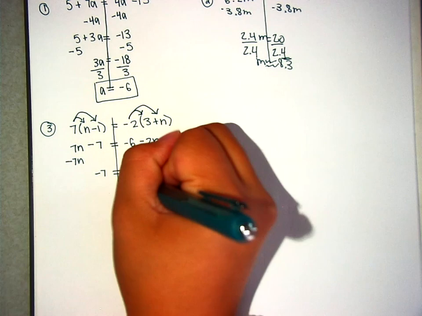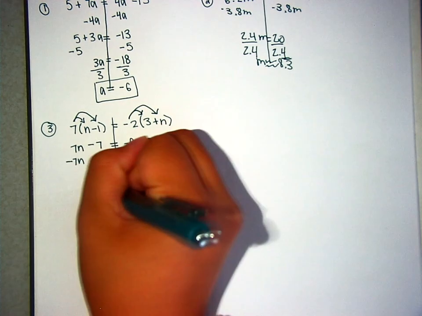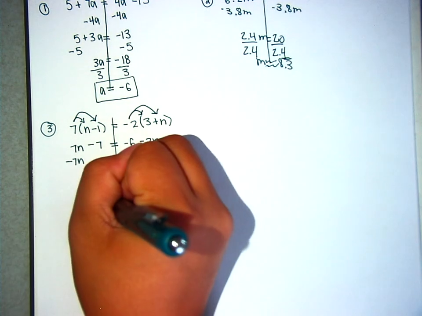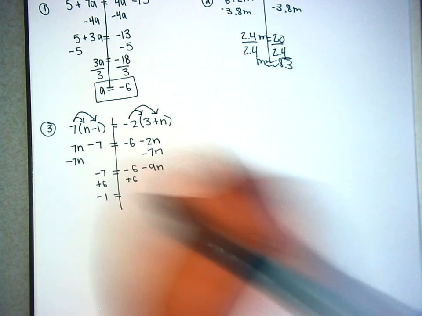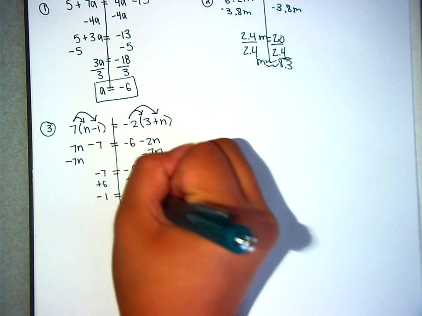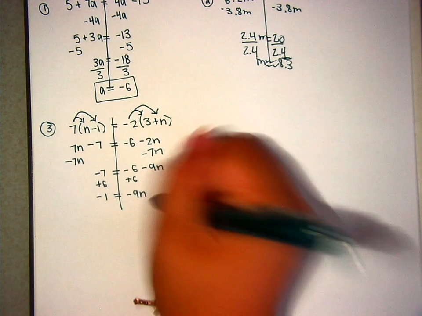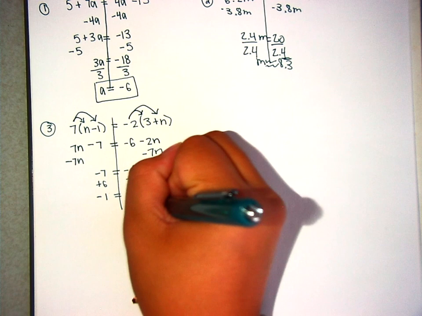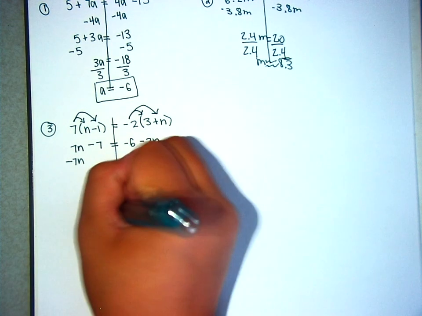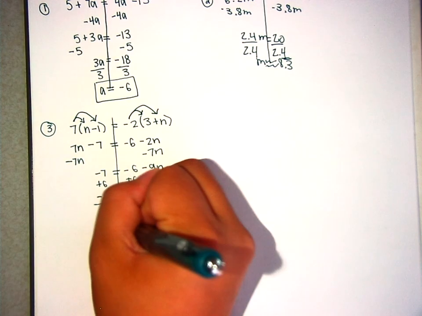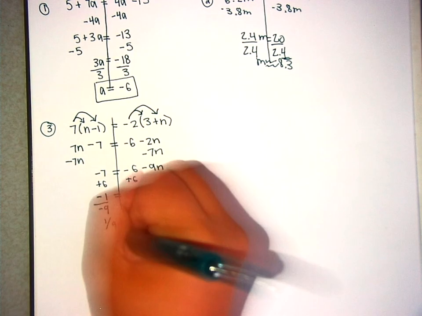Now we must add 6 to both sides. Negative 7 plus 6 is negative 1. Negative 9n. What's the next step, guys? Divide by negative 9. So we have 1/9 equals n.